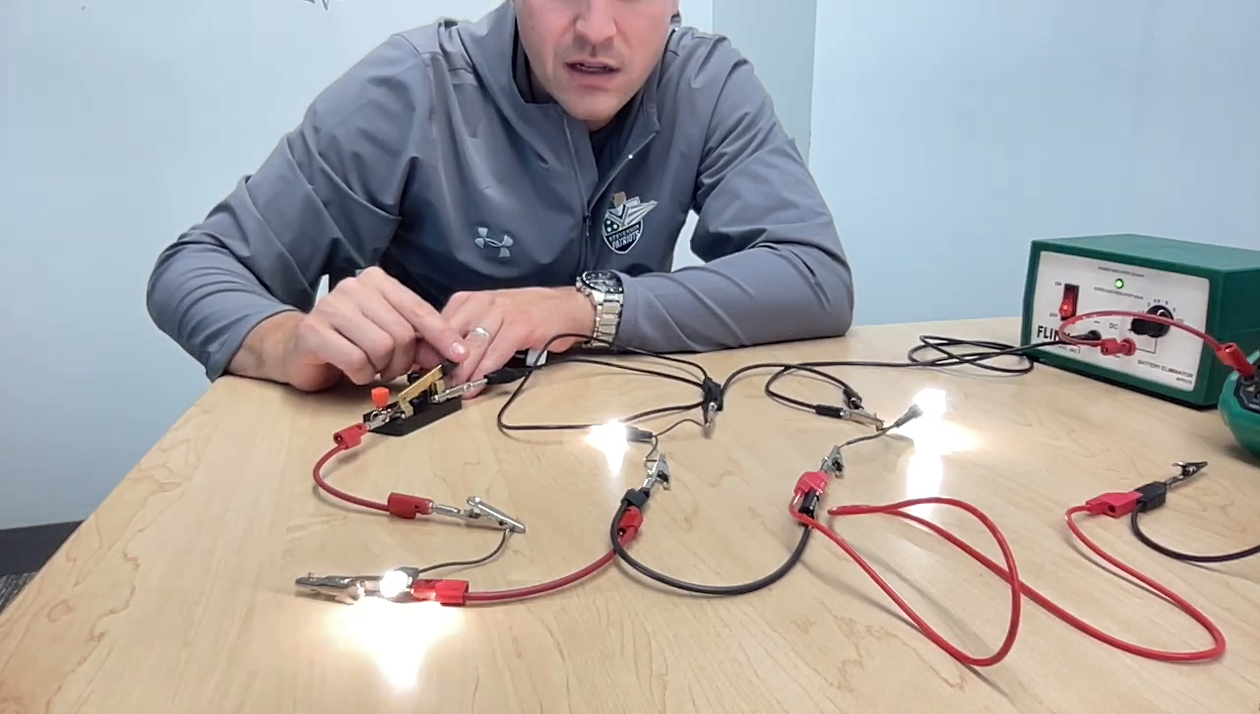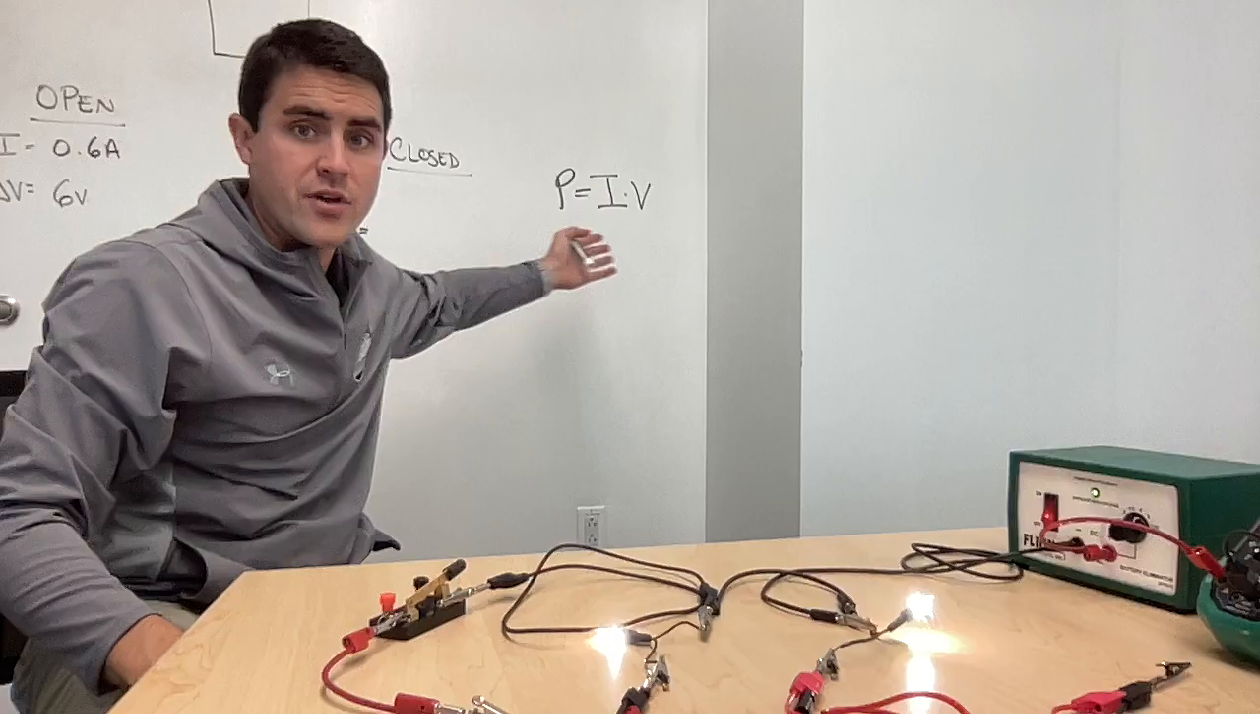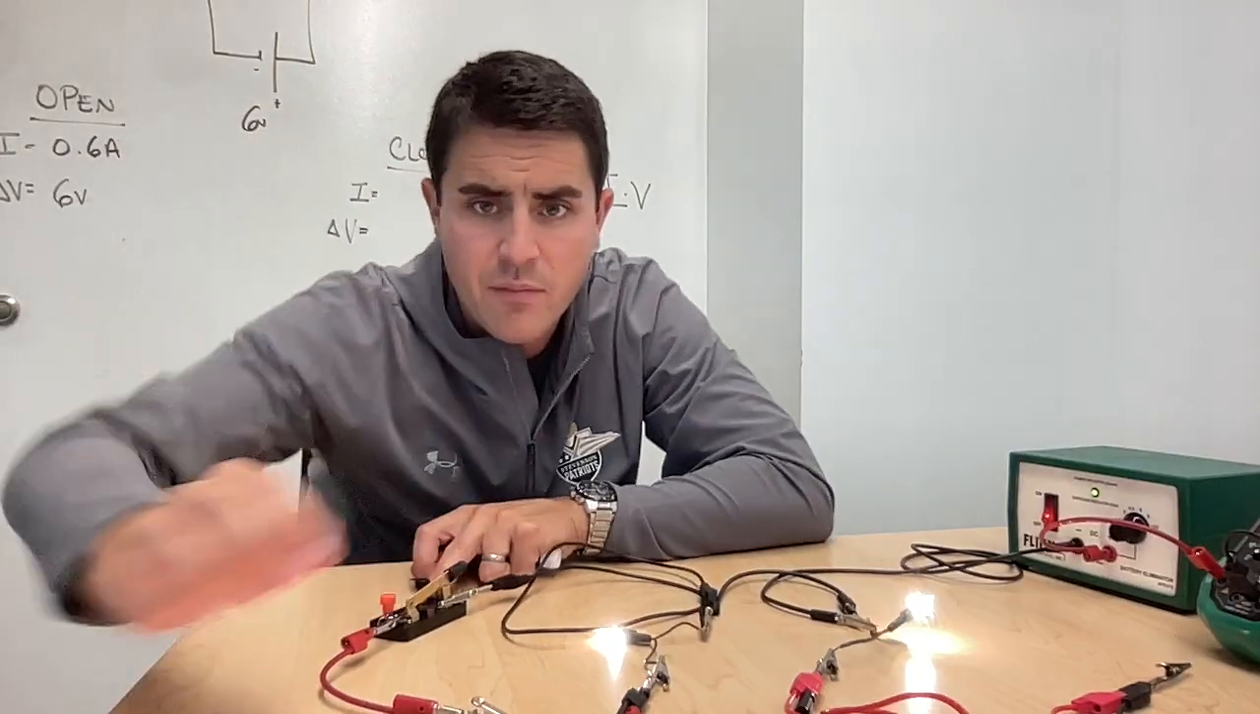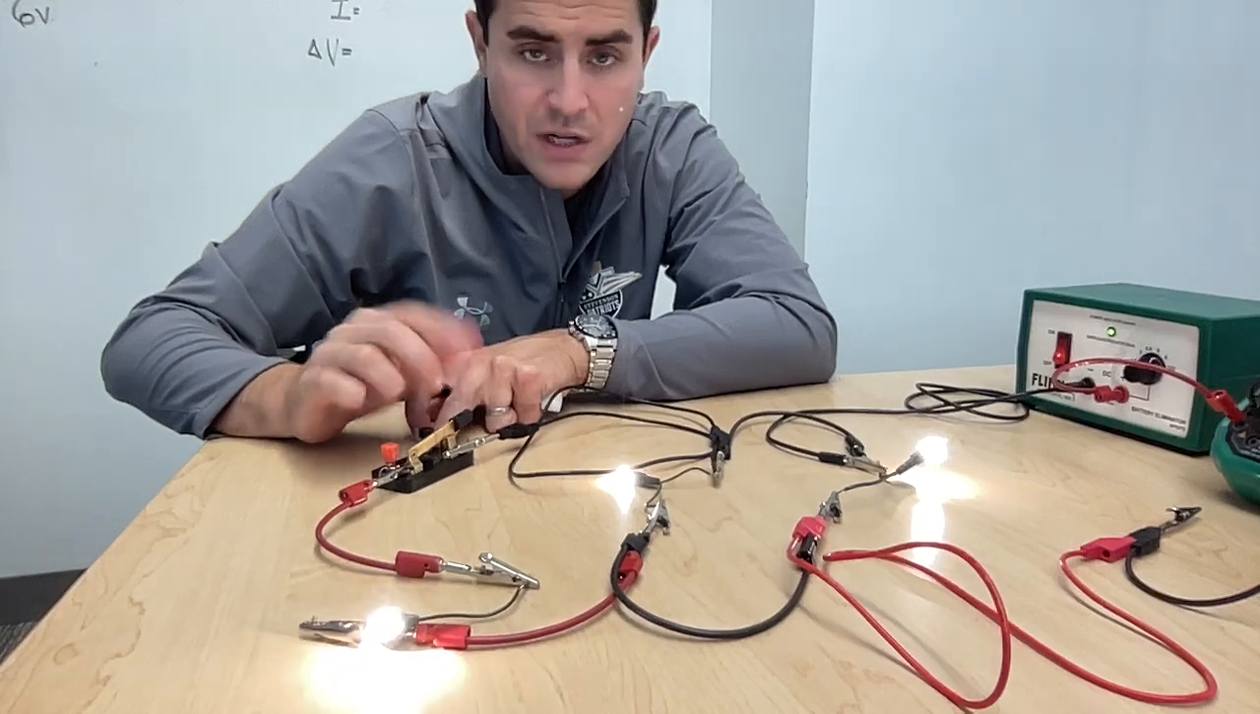I don't really see a decrease in brightness, do you? These bulbs don't change their brightness, which basically means these bulbs aren't changing either the current through them or the potential difference across that part of the circuit, which is kind of interesting, right? This switch, interesting, it just goes on just as bright.